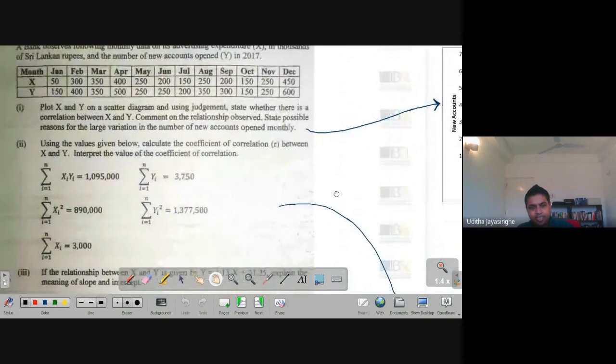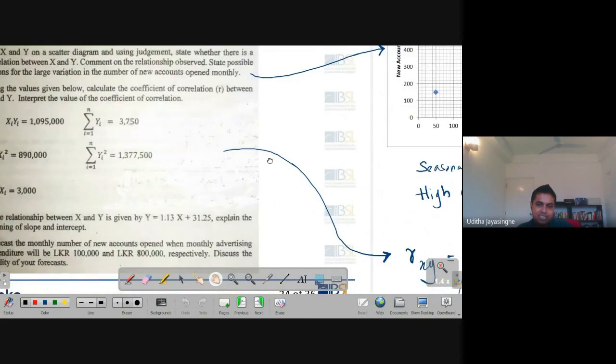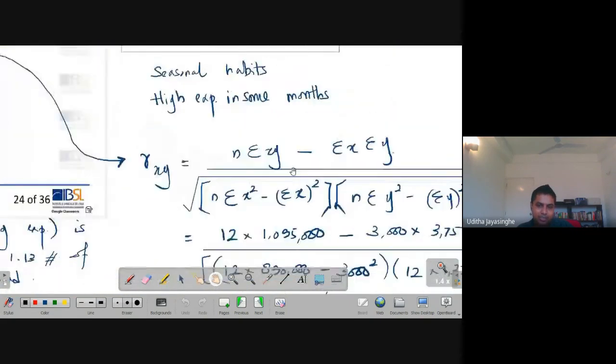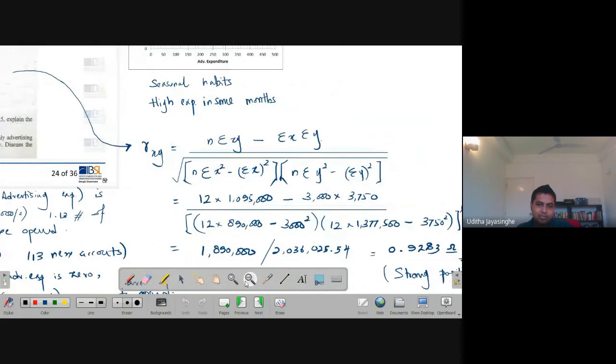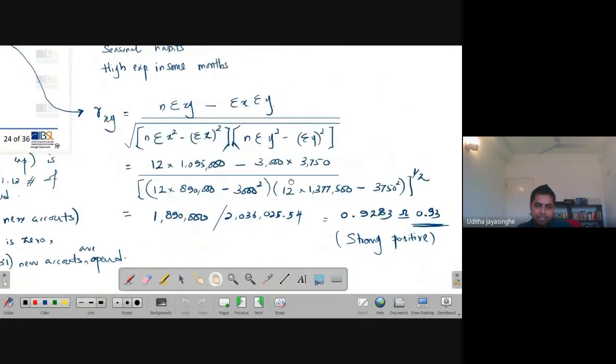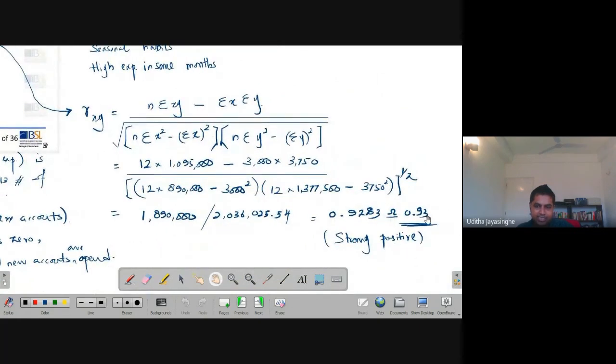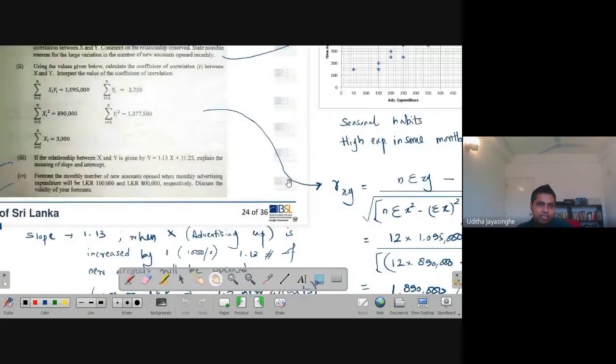I think this part is the one that we did for the calculation of the correlation coefficient. Just for completion's sake, I put up an answer for RXY also. Now this is that RXY I just discussed in the previous question. I think the answer I'm getting is 0.93, which is a strong positive RXY, the coefficient of correlation for these two variables.